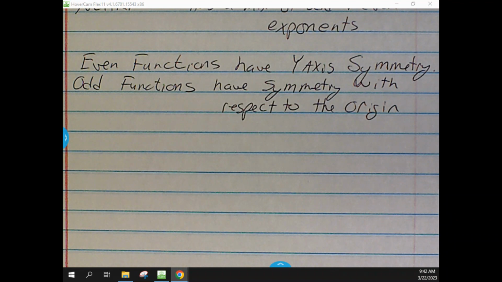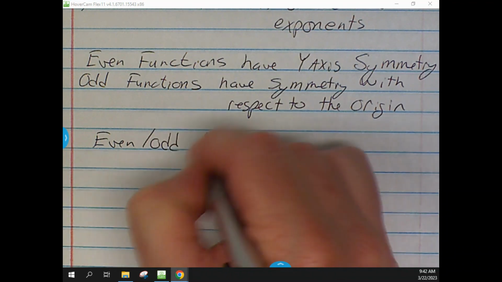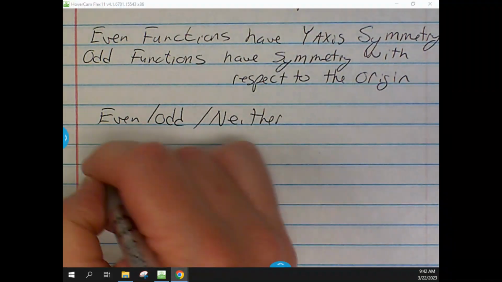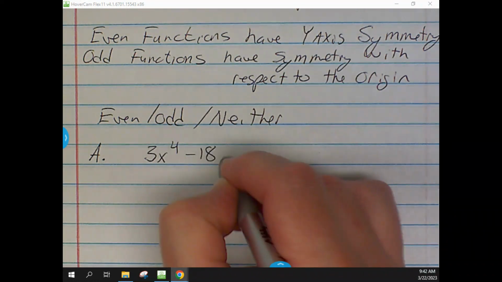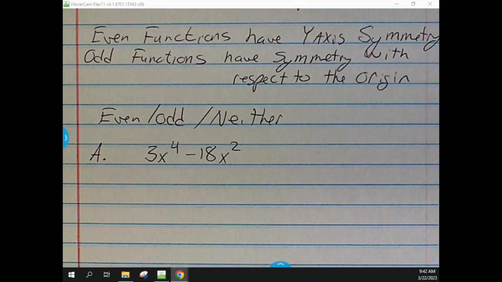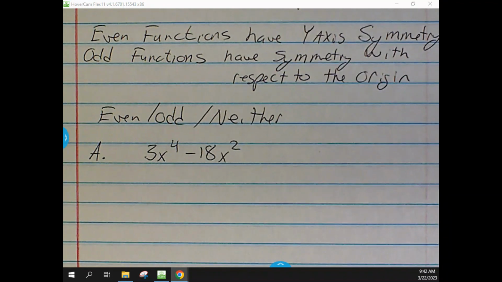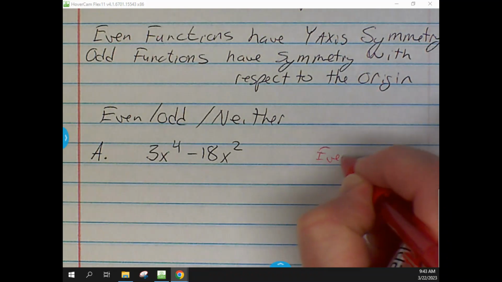Okay. Now, again, the easy part of it is they're going to ask you, is this thing even, odd, or neither? And in that case, they're probably making an equation. They'll just give you some terms. So, okay, it's 3x to the fourth minus 18x squared. It really doesn't matter if it equals 0 or not. It's just the expression and the terms that you're looking at. So what do we got? What are the powers? 4 and 2, both even, right? So they ask you, is it even, odd, or neither? It's even.